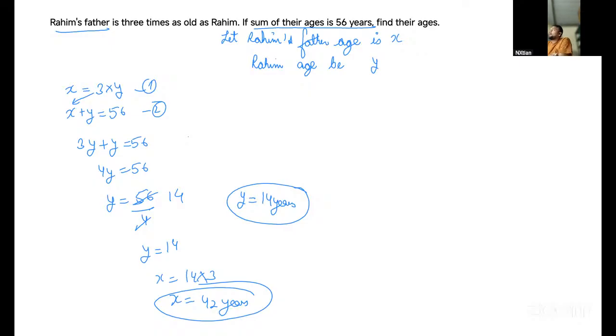Did you get it, Ira? No. Ask me, please. Any doubt you have? Ira? I'm just wondering how the father is 14. No, no, no. Why, Rahim's age, no? So Rahim's age, I'm getting 14, but Rahim's father's age is 42. So you have to mention in the last like this.